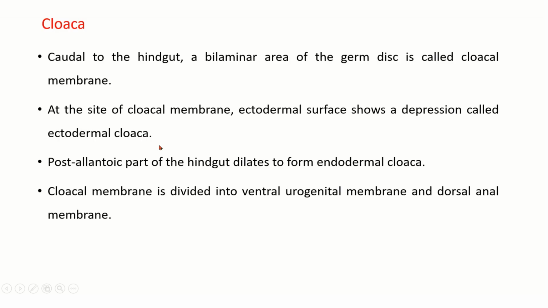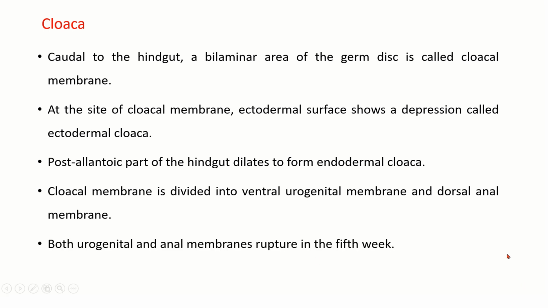At the site of the cloacal membrane, the ectoderm shows a depression called the ectodermal cloaca. The post-allantoic part of the hindgut dilates to form the endodermal cloaca. So the cloacal membrane is divided into the ventral urogenital membrane and the dorsal anal membrane, with the advent of the urorectal septum. It will be dealt with while dealing with the development of the hindgut. Both urogenital and anal membranes rupture in the fifth week.